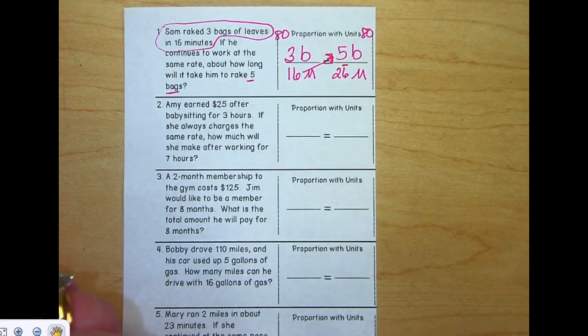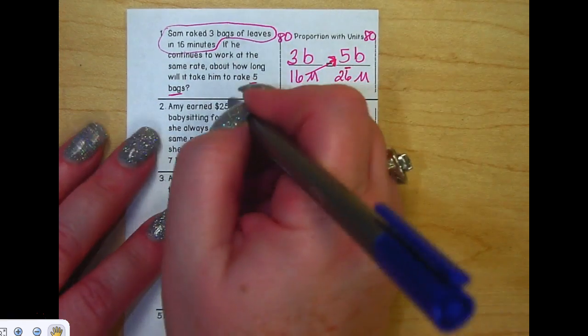So what does that mean if it's 26 repeated? In real life, what would that mean? Would it mean exactly 26 minutes? It would be somewhere between 26 and 27 minutes. All right, questions on that first one? Is this new to us? Haven't we done some of these problems? Yes. Okay.